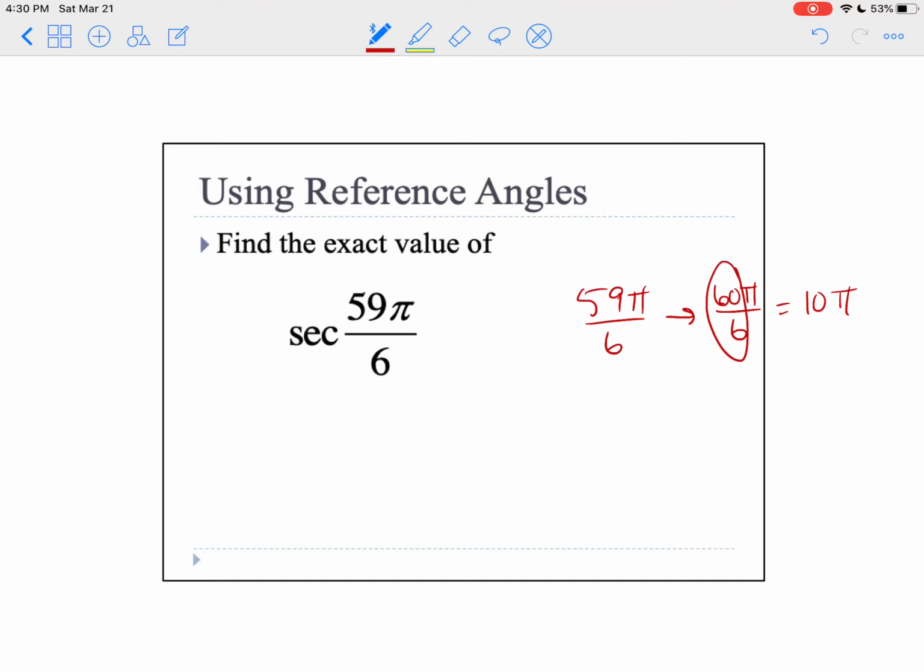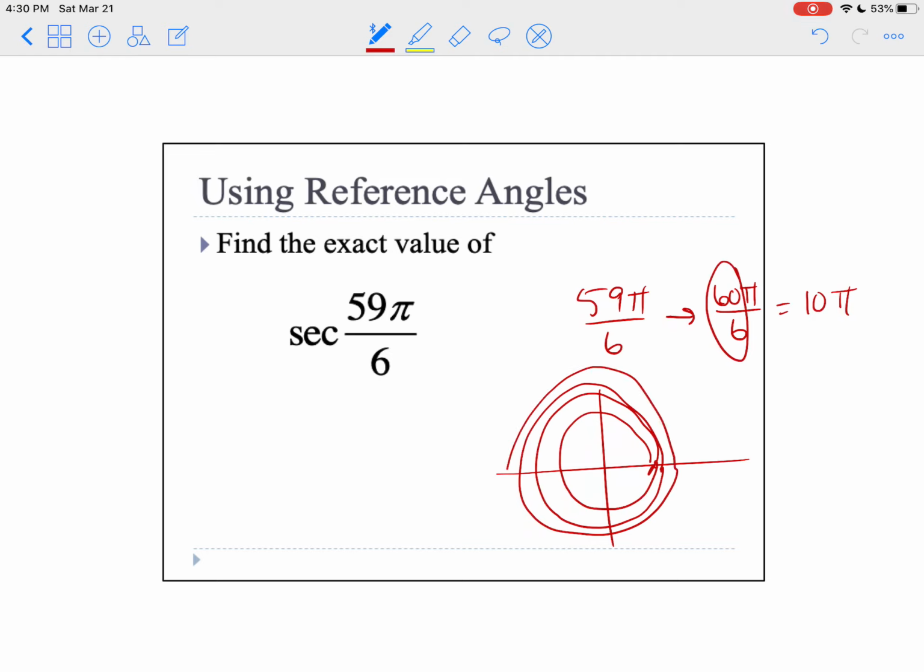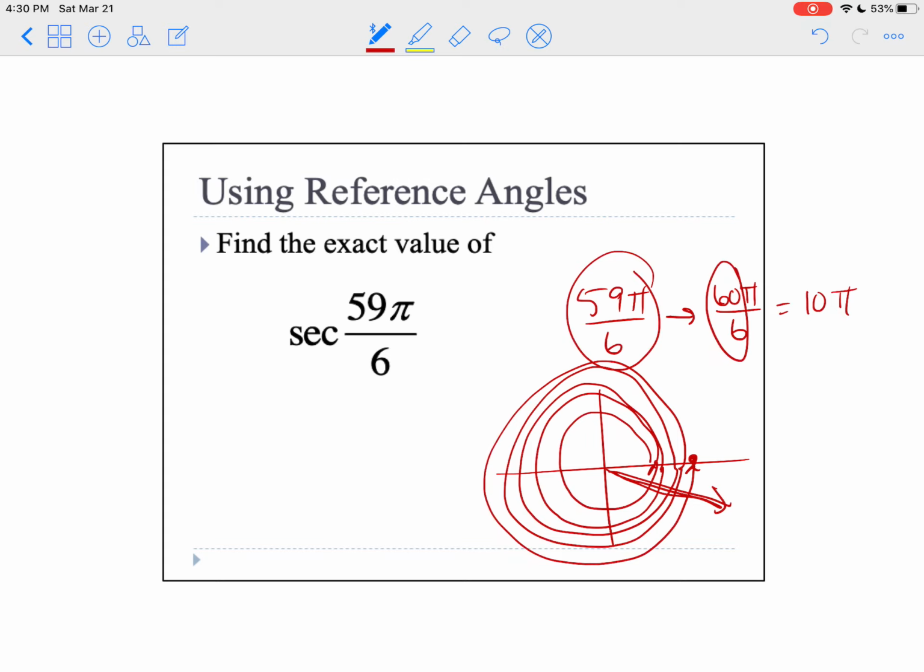Now, since 10 pi is evenly divisible by 2, and it takes 2 pi to get around a circle, what we've done is we're essentially going, here's 2 pi, 4 pi, 6 pi, 8 pi, 10 pi. So we're actually back here where we started, but that's 60 pi over 6. We're 59 pi over 6, so we're pi over 6 short of that. So the reference angle is pi over 6.